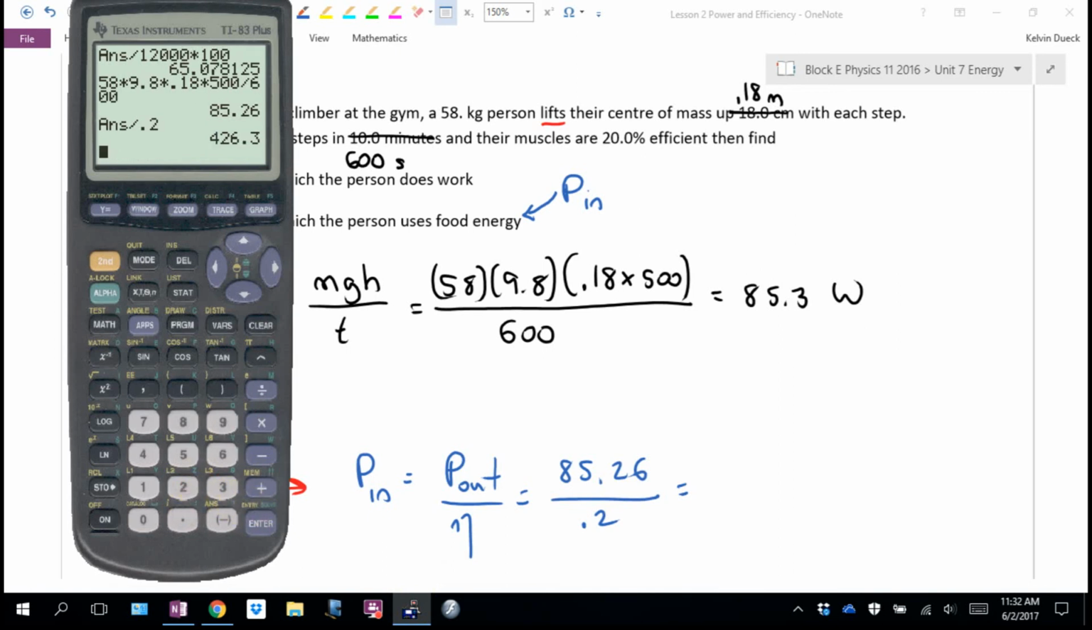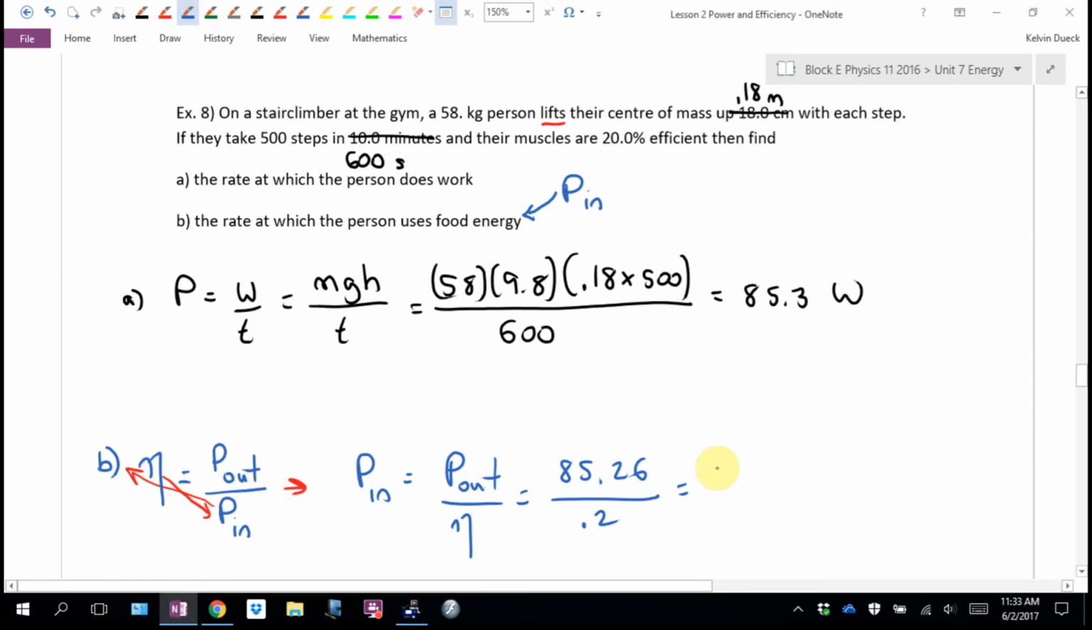426.3. That would be the accurate number, but again, an exercise machine has no way of knowing how efficient your body is. So they're taking averages and best guesses if they display values. Certainly if they don't ask for your mass, the machine is giving you garbage. And even if they do ask for your mass, they're making a best guess. 426 watts.